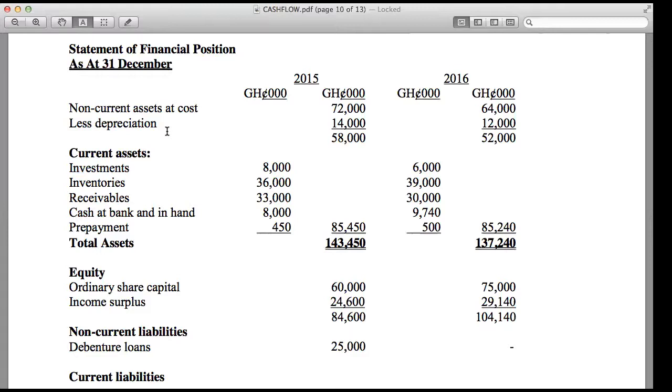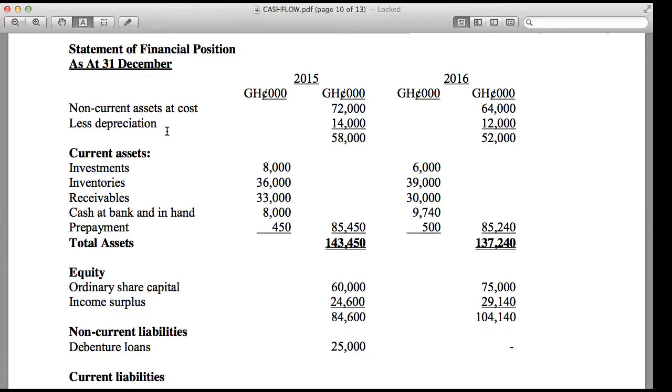So the investment will form part of the investment activity. Inventory, receivables, you know, right? Changes in working capital, you find the movement. Cash at bank and cash in hand, that's the cash and cash equivalent at the start of the year and then at the end. That's 8,000 and 9,740. Good. And then prepayments. So the prepayment is a prepaid expense. It has increased by what?